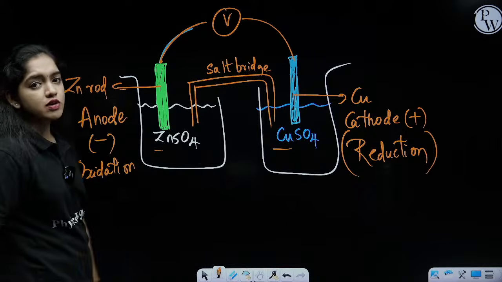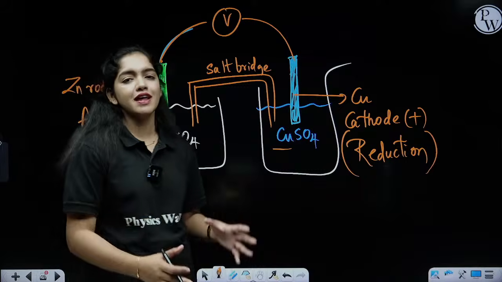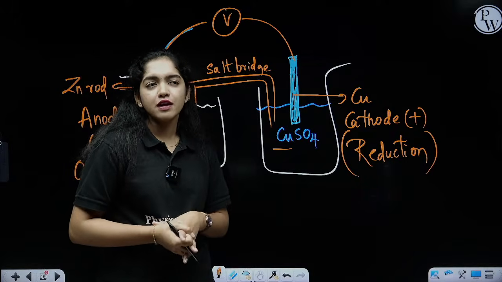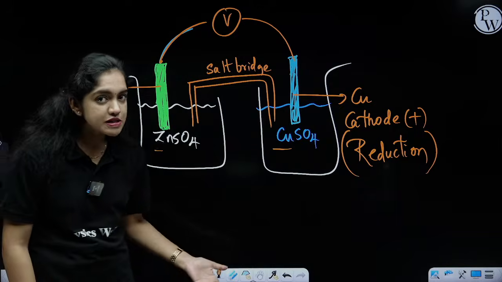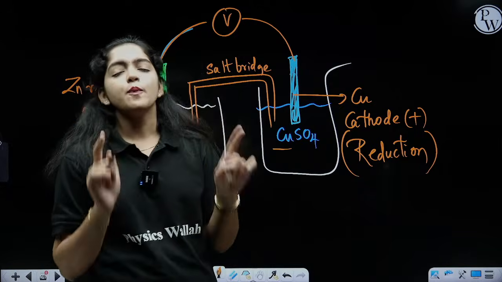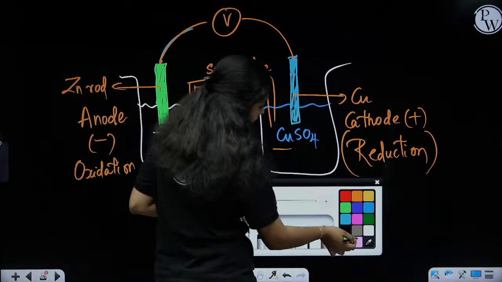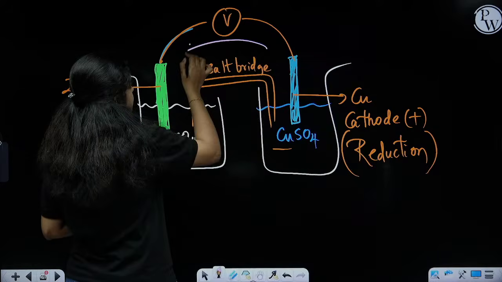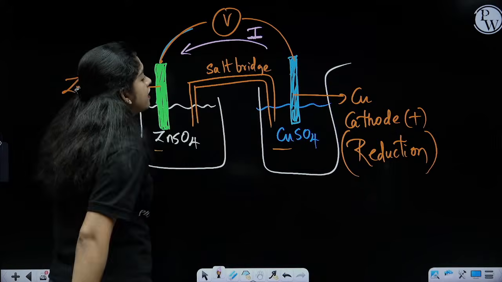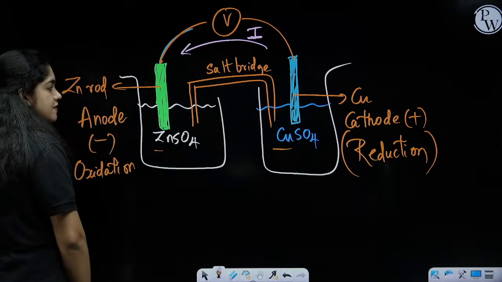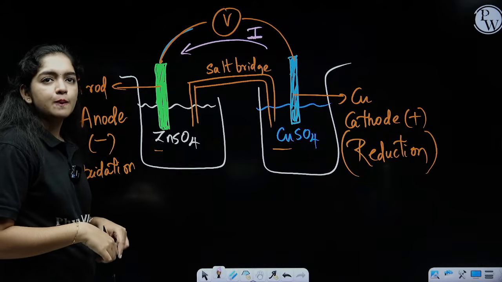Now, can you tell what will be the flow of current in this circuit? In which direction will the current flow and in which direction will the electrons flow? It's very easy. Just look. Current is always positive. So the current will flow from positive to negative, so we can mark from cathode to anode like this. I is the current. When current is flowing, what is that? Due to the flow of electrons only.